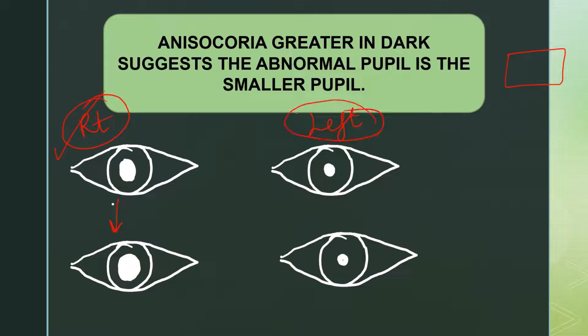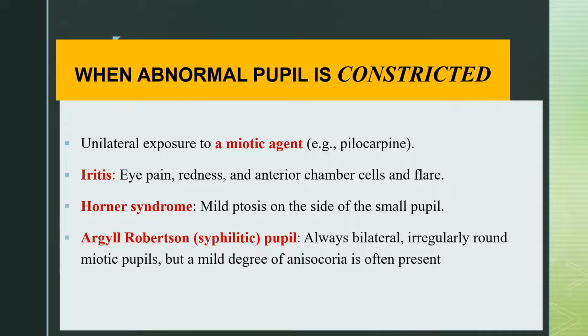Now compare it to the left pupil. This is a pupil which is smaller also, and when you put this patient in the dark, the pupil fails to dilate. So obviously here the anisocoria has become exaggerated, or greater, in the dark environment. However, the abnormal pupil over here is the smaller pupil. Okay, so this is the high yield point here. Whenever the anisocoria is greater in the dark, it indicates that the abnormal pupil is the smaller pupil. So I hope that is clear.